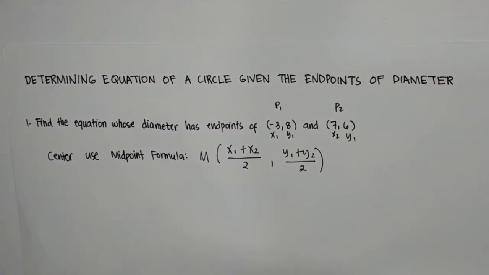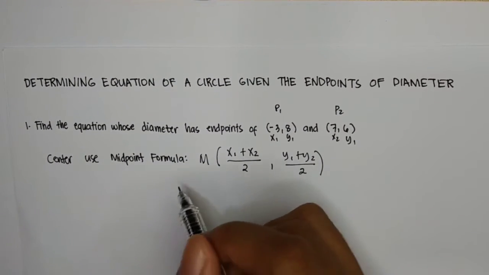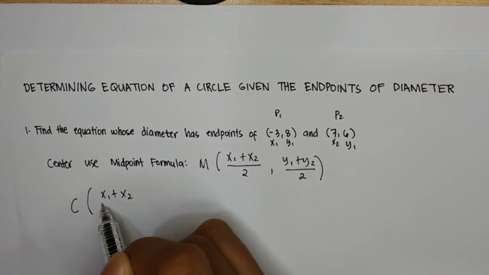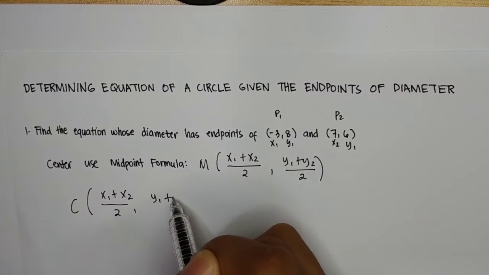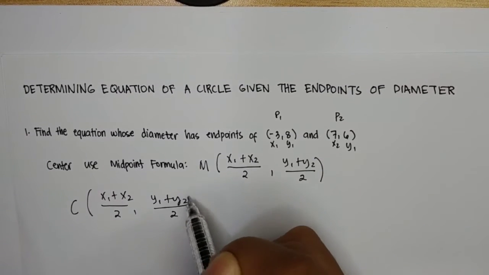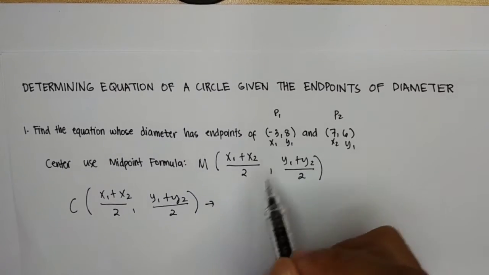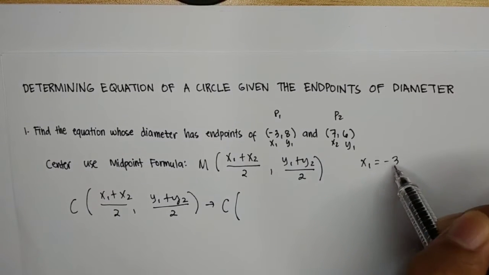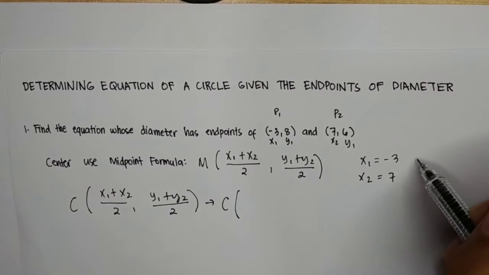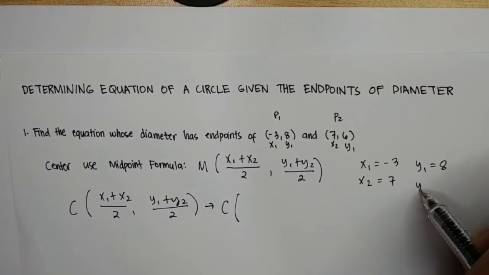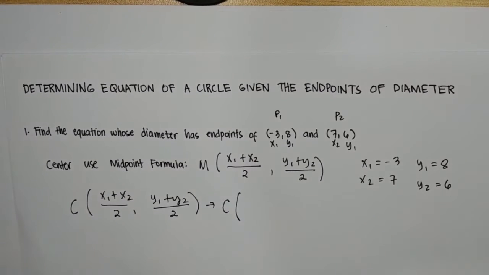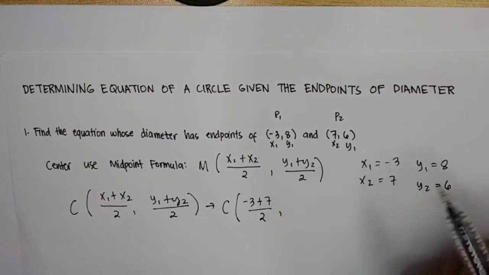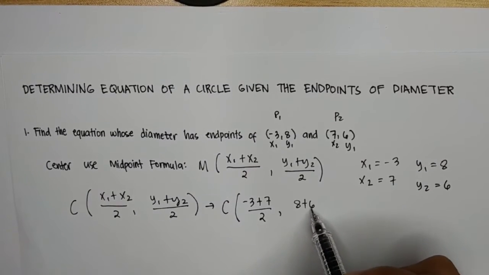Okay, so let's solve for our center. Our center will be ((x sub 1 plus x sub 2) over 2, (y sub 1 plus y sub 2) over 2). Substitute natin yung given. So yung x1 natin is -3, yung x2 natin we have 7, yung y1 natin we have 8, and yung y2 natin we have 6. So we have (-3 plus 7) over 2, comma, (8 plus 6) over 2.